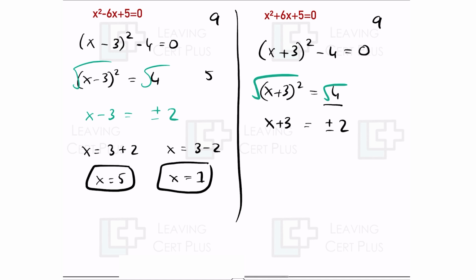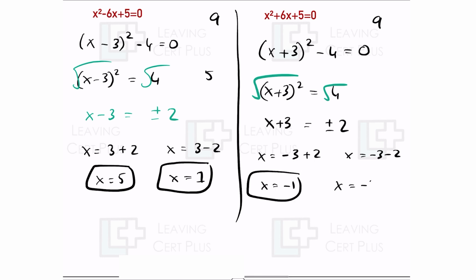So remember, plus or minus of that square root. So x is equal to minus 3 plus 2, x is equal to minus 3 minus 2. So you've got x is equal to minus 1 as one root and x is equal to minus 5 as another root. And just as a reminder, these are your roots. Okay, so that's going to be minus 1 and minus 5 at the points where it crosses the x-axis.